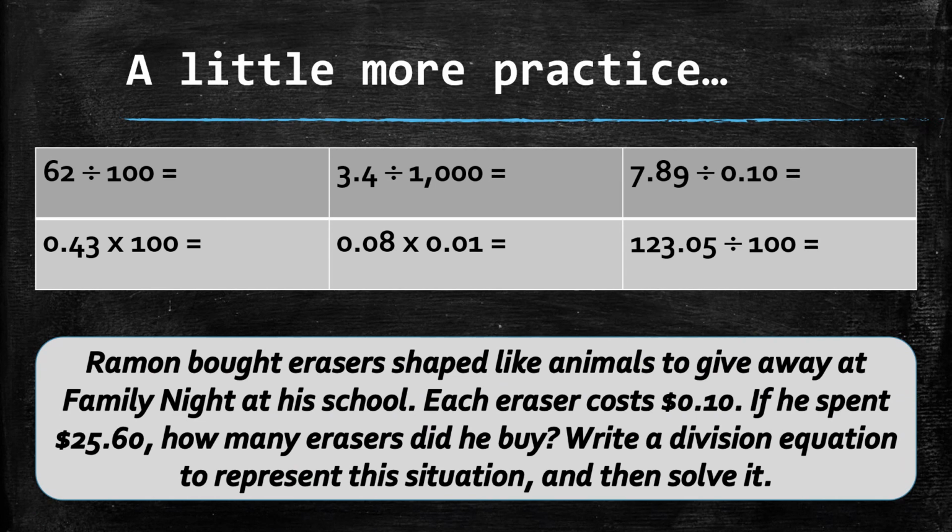Ramon bought erasers shaped like animals to give away at family night at his school. Each eraser cost 10 cents. If he spent $25.60, how many erasers did he buy? Write a division equation to represent this situation and then solve it.